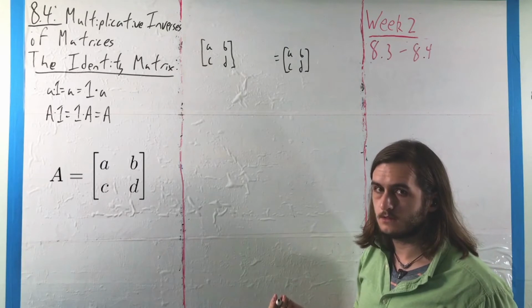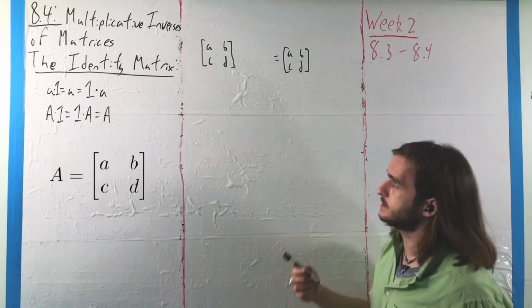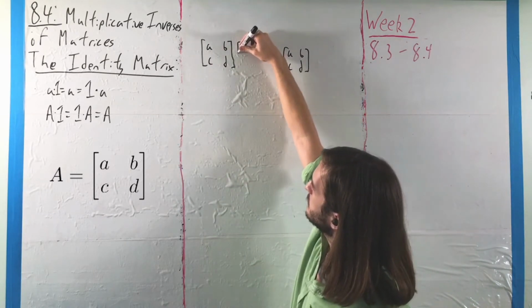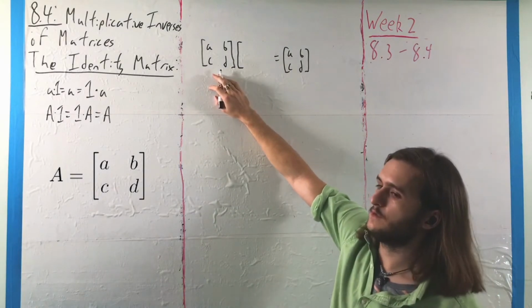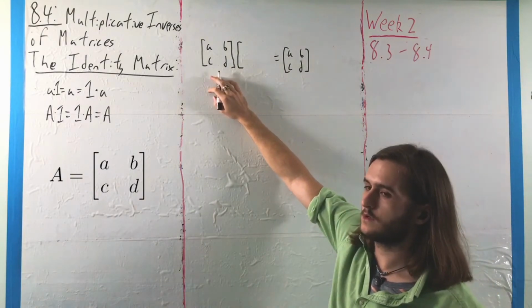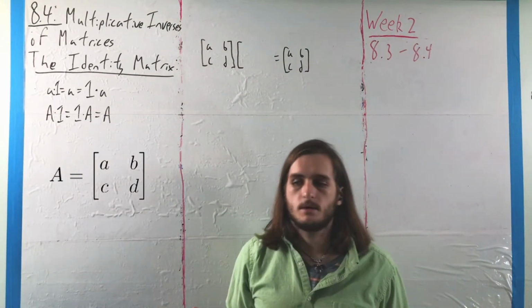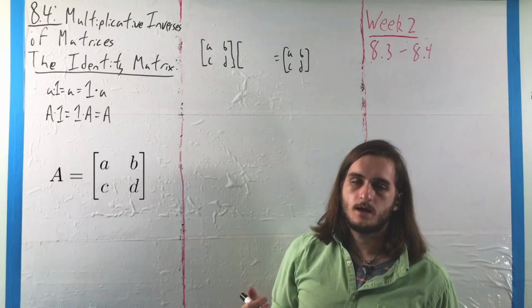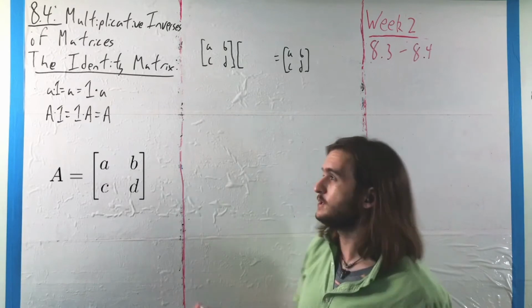Well, for one, it has to have the same number of rows as this does columns. So it has to be 2 by something, just like this one is. And if we need it to have the same order, because it has to get back to the exact same thing, it also needs to have the same number of columns as this one does rows. So it also needs to be 2 by 2.